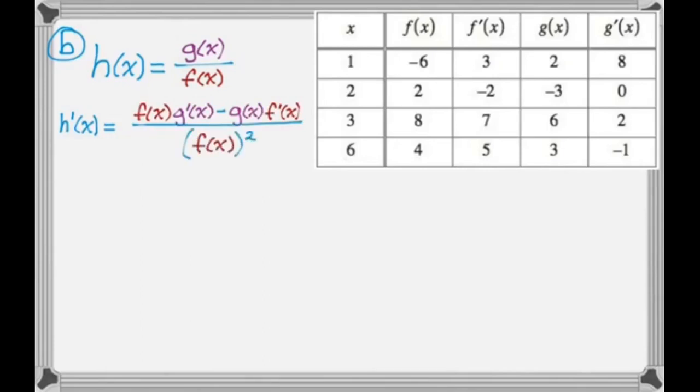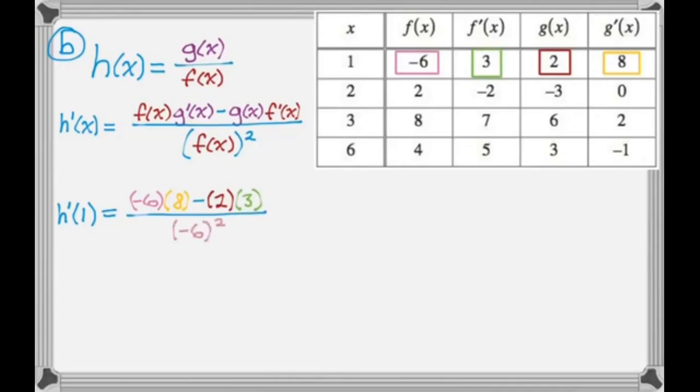Alright, and now we're going to pick a lot of things out of this table here. h prime of 1 is f of 1, which is negative 6, times g prime of 1, which is 8, minus g of 1, which is 2, that row's getting a lot of use here, times f prime of 1, which is 3, and then all over negative 6 squared. And if we simplify that, we get negative 54 over 36, which is negative 3 halves, and that's the answer to that question. Let's move on.